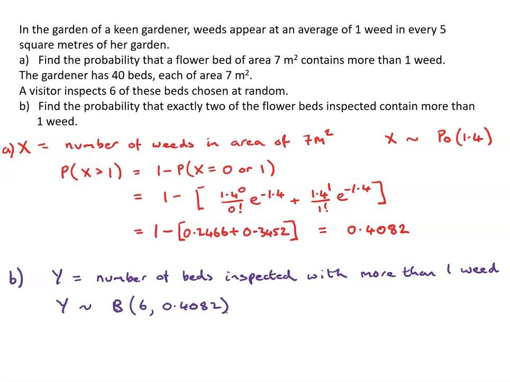So the probability that y equals 2 would be 6C2 times 0.4082 squared times 1 minus 0.4082 to the power 4, which comes out to be 0.307.